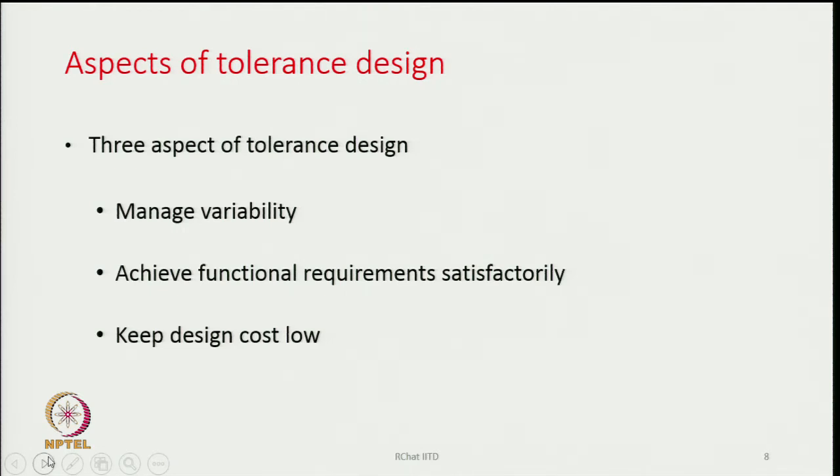So, it happens. But variability control becomes very important in tolerance design: understanding the source of variability and how to control them. Achieve functional requirements satisfactorily and keep design cost low. That is another objective, that the design cost should be low, that is, we should not finally attempt tolerances which are difficult to achieve, and if we try it, cost might go high.